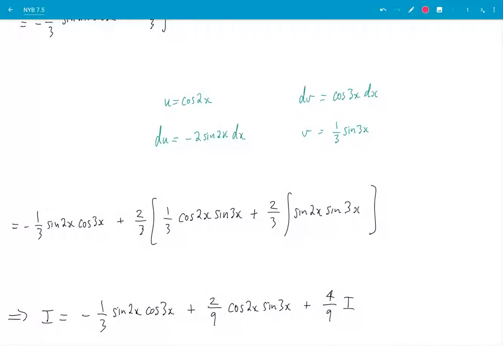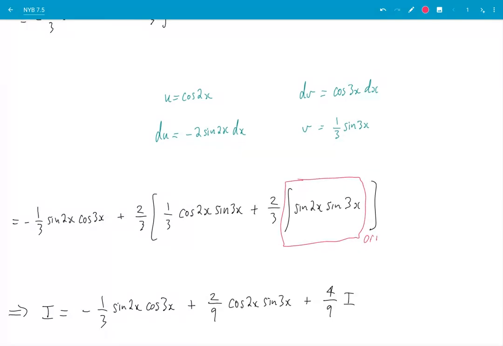I do complete my second IBP, expand everything out, and notice that this is the original integral. And I'm going to give it a name. I'm going to call it I. This is just, I suppose this is optional, but makes your equation down here a little bit cleaner.